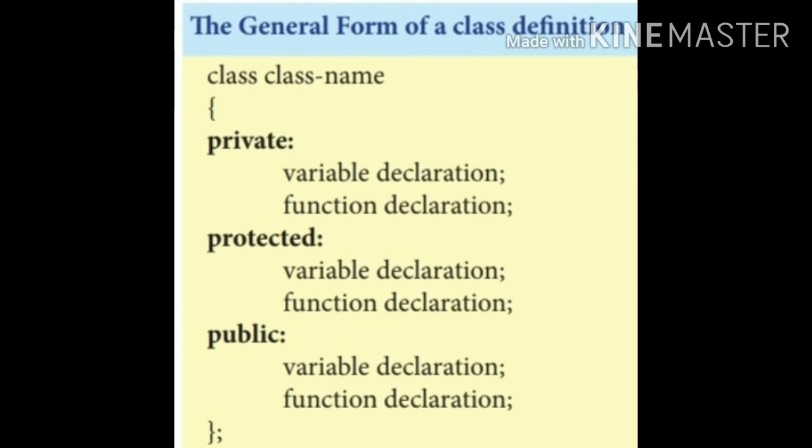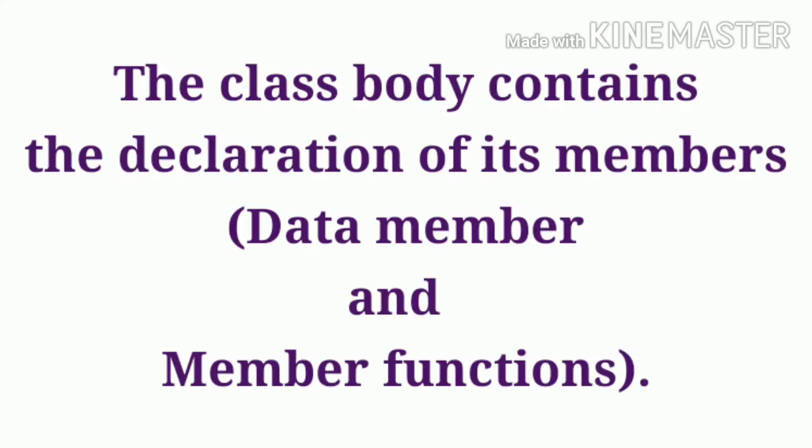Next is the general form of a class definition. That is the syntax of a class definition. How to declare the class? First we give the class keyword and then the class name, and then within curly braces we give the variable declaration and function declaration. After declaration, we terminate the class using a semicolon. This is the syntax for class definition.